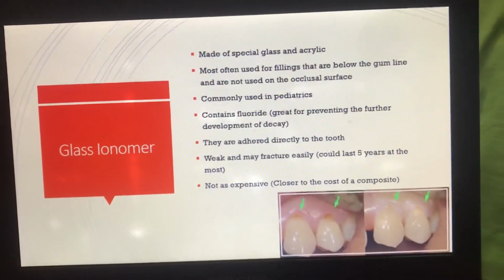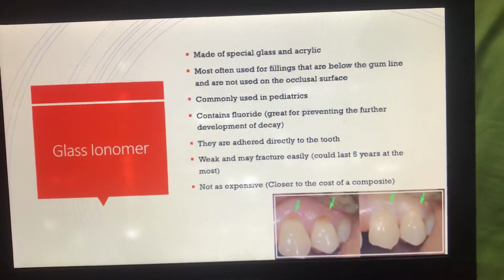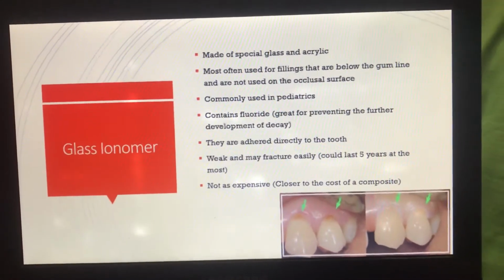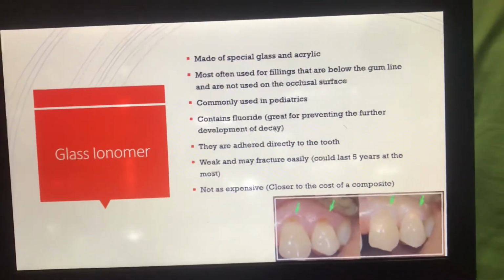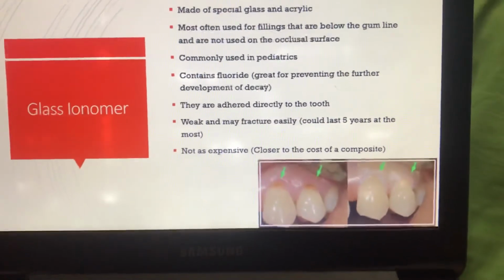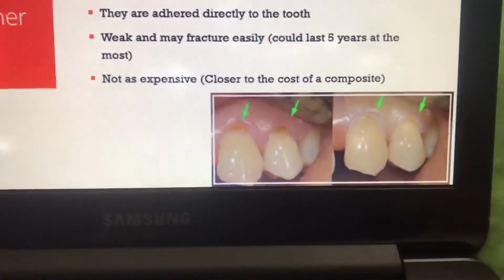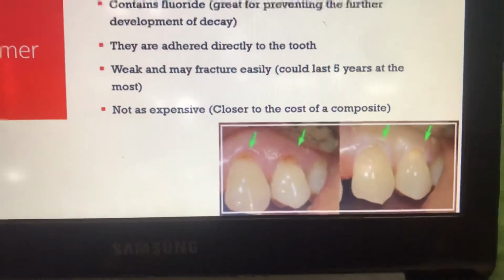They're weak and may fracture easily, could last 5 years at the most in the mouth, and they're not as expensive. They're closer to the cost of a composite filling. So here is showing the decay and the restoration afterwards.